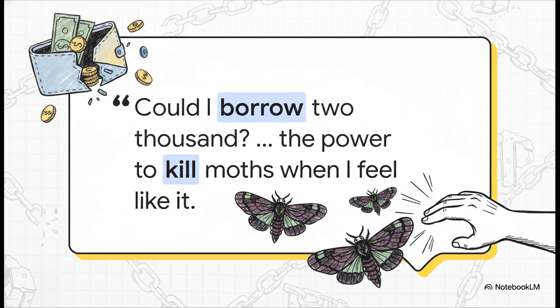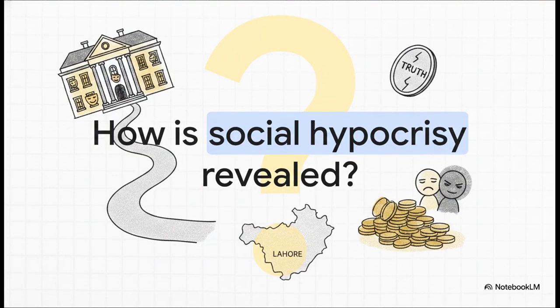First, we have Daru pleading, "Could I borrow 2,000?" That line perfectly captures the absolute humiliation and the destruction of his identity caused by financial ruin. But then, as the decay fully sets in, we get the terrifying conclusion. He says, "It is the power I've discovered in myself, the power to kill moths when I feel like it." The analysis proves that moral decay is portrayed as this drastic shift from begging for help to finding psychological comfort in dominating fragile life.